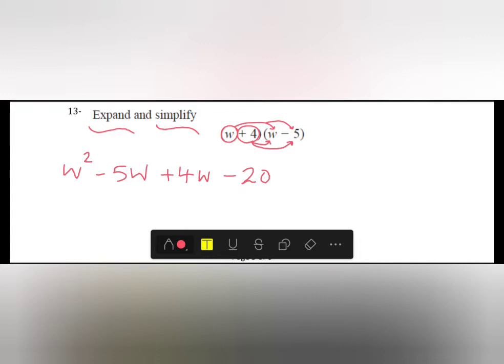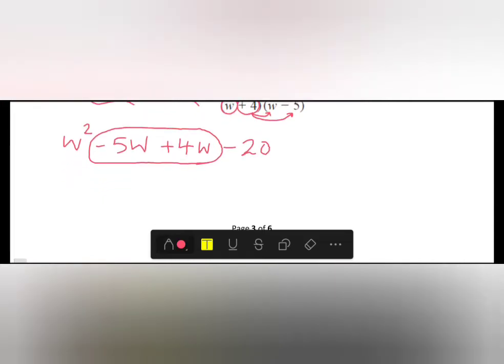Now, the only like terms that we have are these. Negative 5 plus 4W. So here, first we're going to write this as it is. So W squared. Let's write it like this, yes. And then when we simplify these, negative 5 plus 4 equals what? Very good. We're going to take the sign of the bigger number, which is negative, and then 5 minus 4 equals 1, and we write the W.